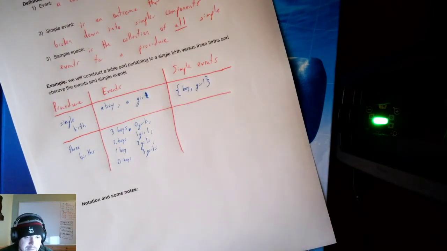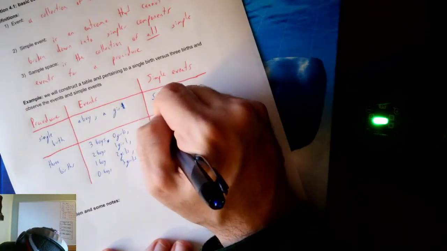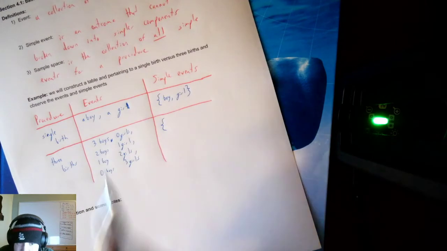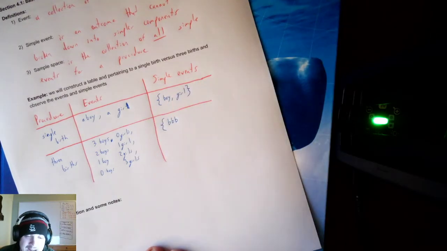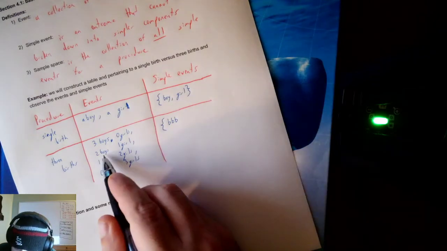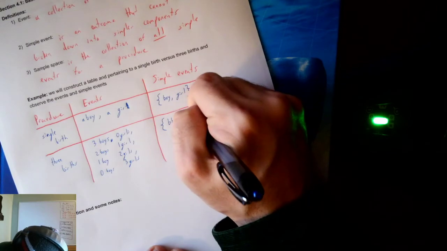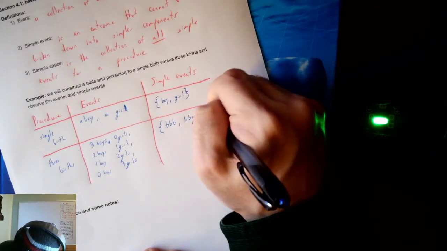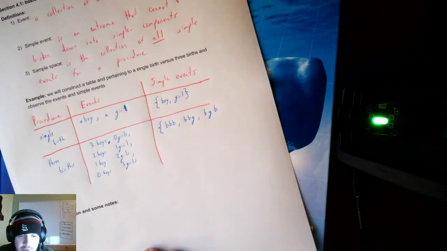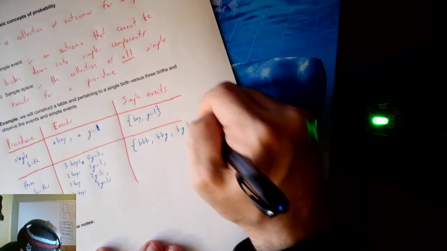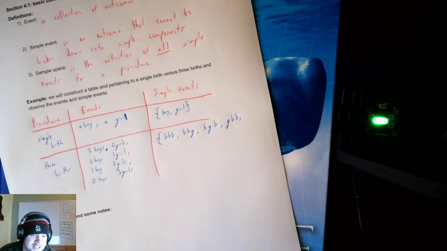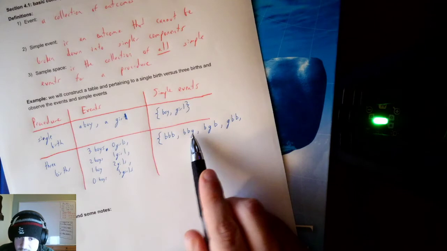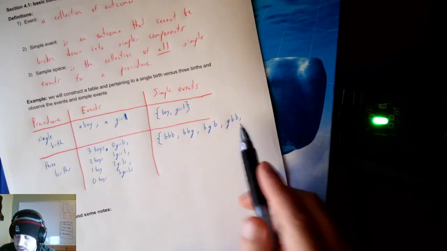However, these simple events get a little trickier. So let's take a look at the simple events. The first one, we're going to write all simple events for having 3 boys. That can only occur one way, and that's having a boy, and then a boy, and then a boy. However, if I want 2 boys and 1 girl, I could have boy, boy, girl, or boy, girl, boy, both of which result in 2 boys and 1 girl, don't they? Or I could have girl, boy, boy. All 3 of these simple events correspond to the event having 2 sons and 1 daughter, right?